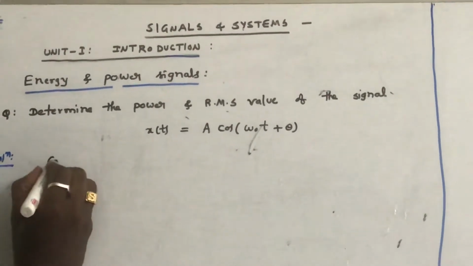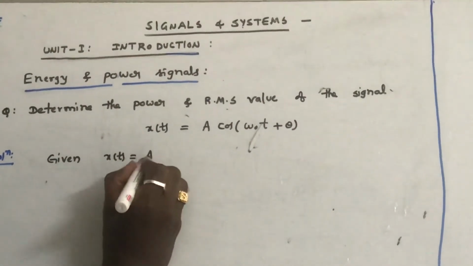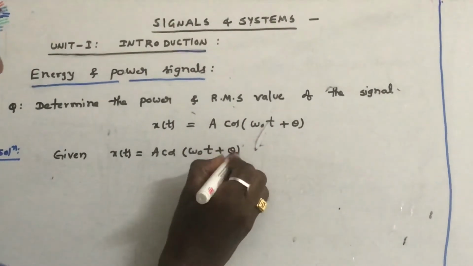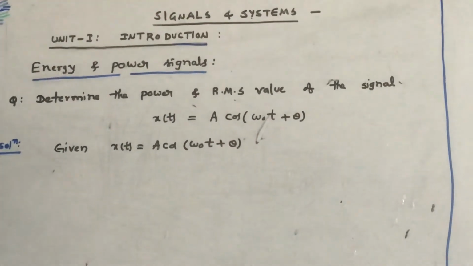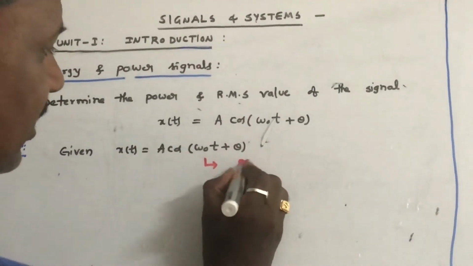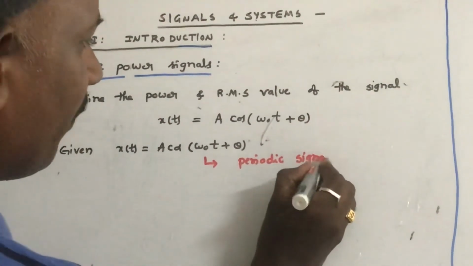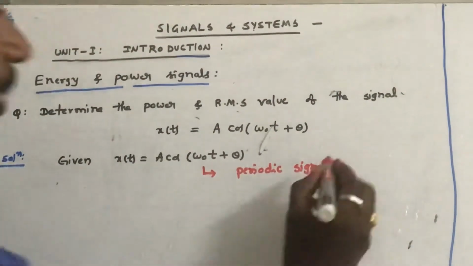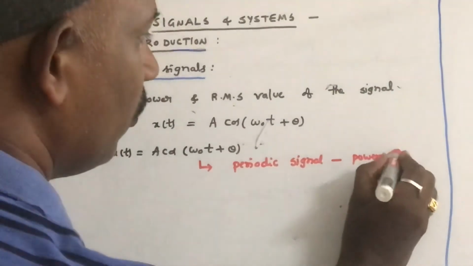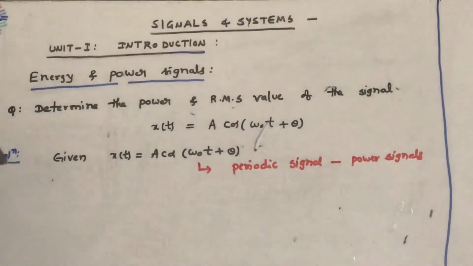So what is given? Given x of t is equal to A cos omega 0 t plus theta. By observing the signal itself, what can you conclude? You can conclude that it is a periodic signal. As I explained in the previous class, all periodic signals are power signals.